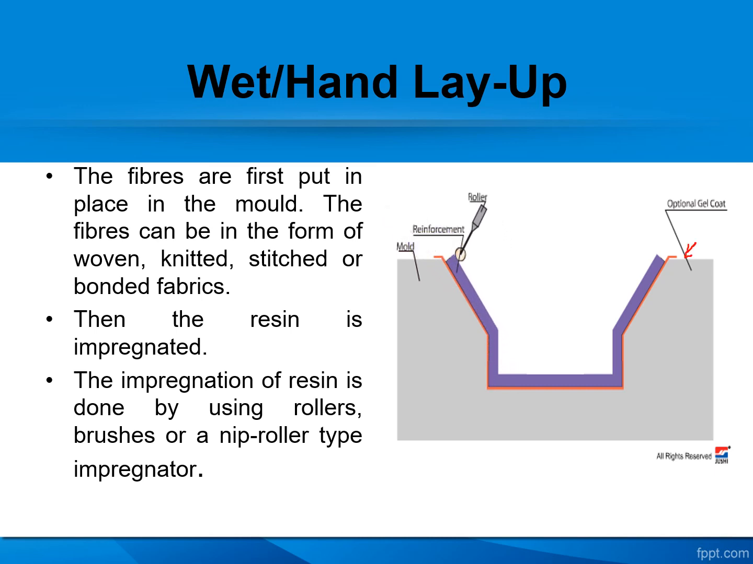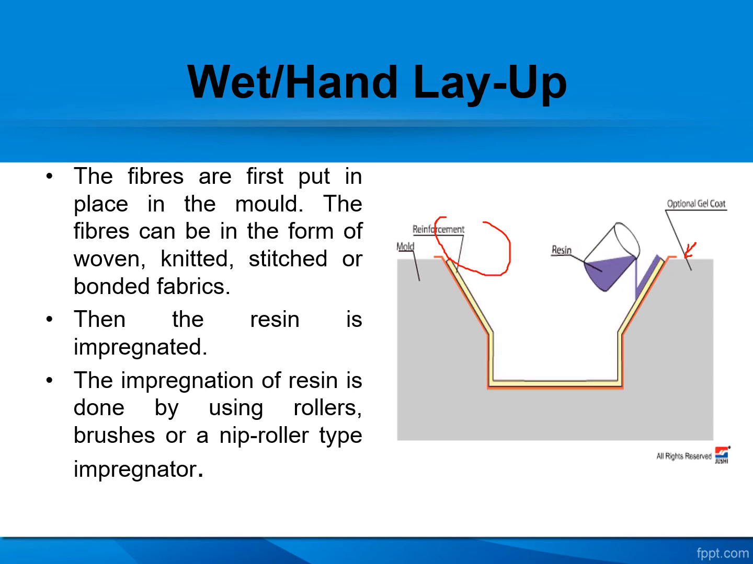So the fibers are first put into place in the mold. The fibers are in the form of woven, knitted, stitched or bonded fabrics. Then the resin is impregnated. You can see the resin is then impregnated. The resin impregnation is done by using the roller. You can see the roller also.